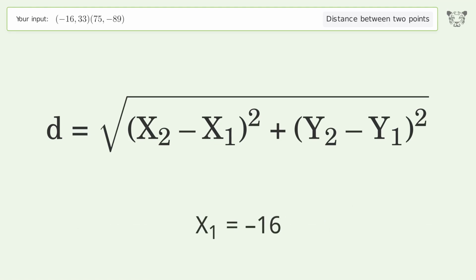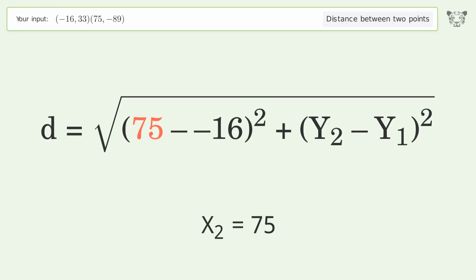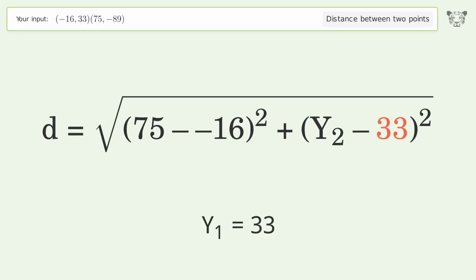x1 equals -16. x2 equals 75. y1 equals 33. y2 equals -89.